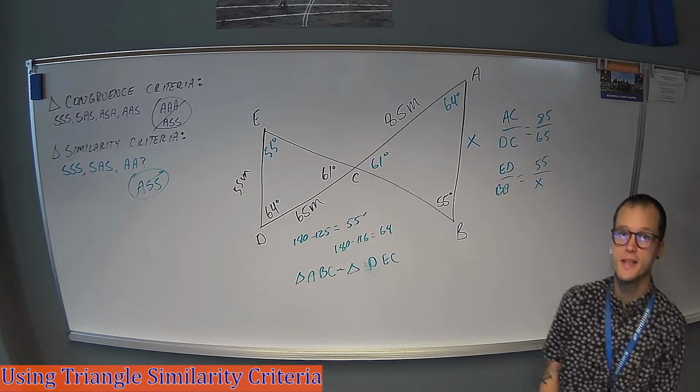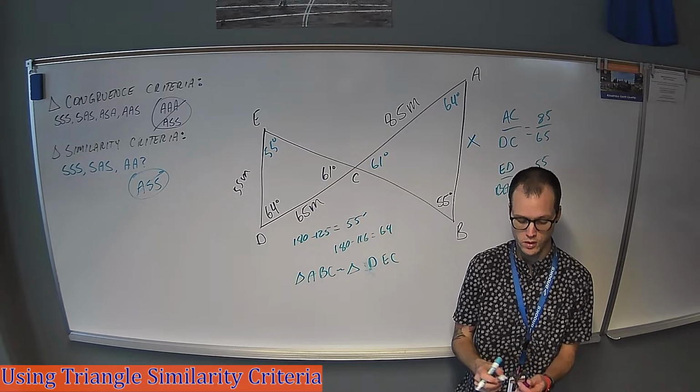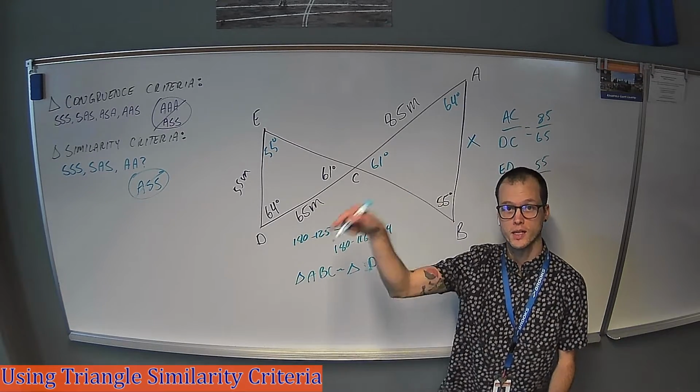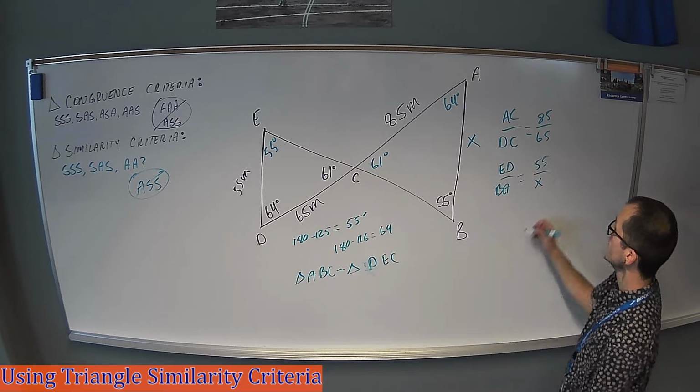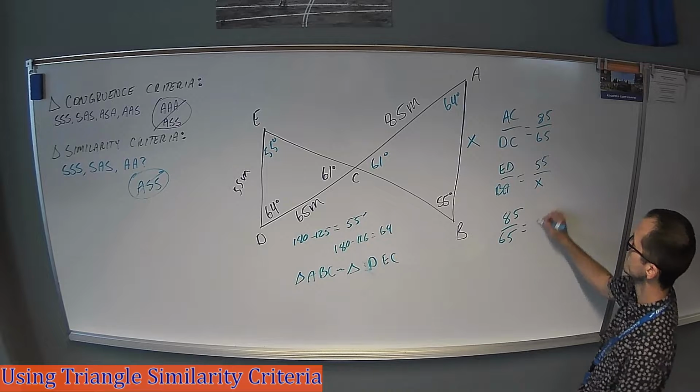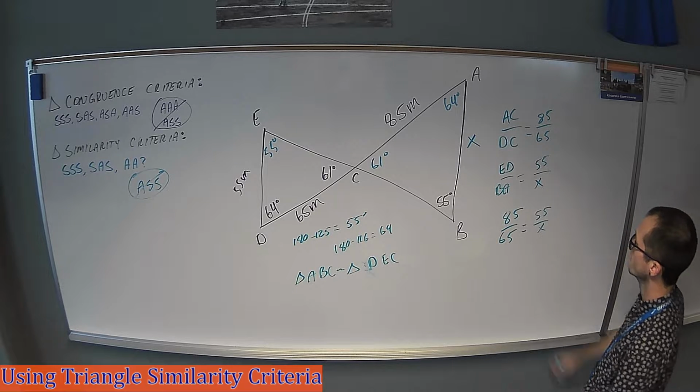We know that these have the same ratios, so they're proportional to one another. We know that because they're similar figures. If you don't know why, check out 2 videos ago, it's there. So that means we can say that 85 over 65 is the same thing as 55 over X.